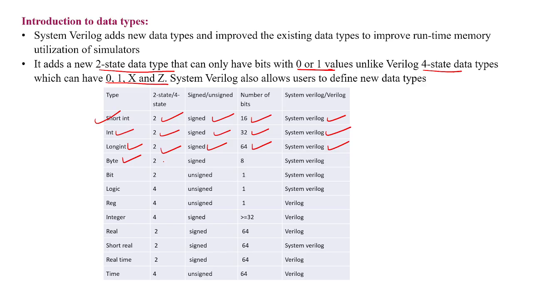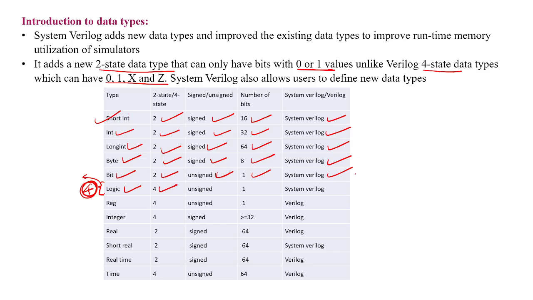Byte is a two state, signed data type, 8 bit, used in SystemVerilog. Bit is also a two state data type, and it is unsigned, with 1 bit, used in SystemVerilog. Logic is the only 4 state data type in SystemVerilog. I told you, by using the logic data type we can use the variable in continuous assignment as well as procedural assignment.